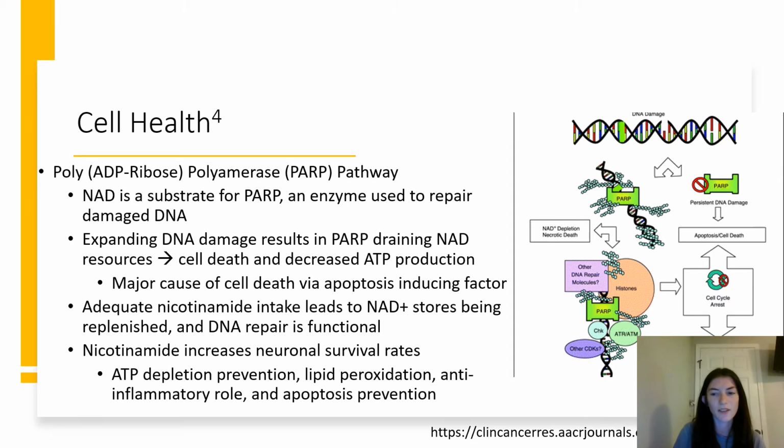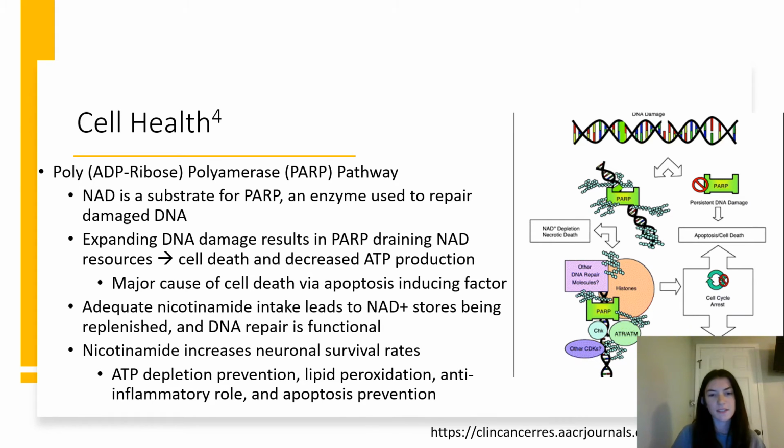Now we'll be discussing cell health in terms of niacin. The pathway I chose to discuss was the poly-ADP ribose polymerase pathway, also referred to as PARP, which is the term I will be using. So NAD is a substrate for PARP, and PARP is an enzyme that is used to repair damaged DNA. So we want PARP. However, if we use too much NAD to repair this damaged DNA through this pathway, we get cell death and also decreased ATP production, which is something that we don't want.